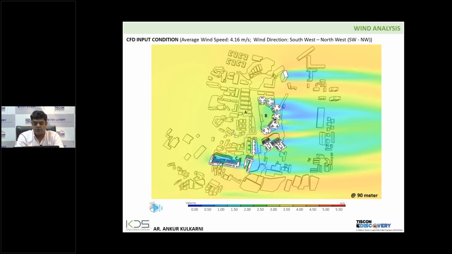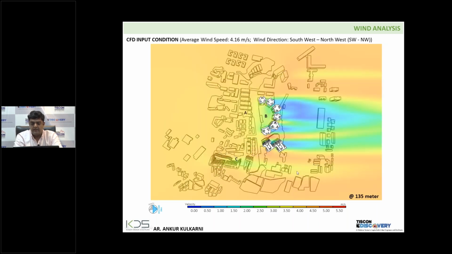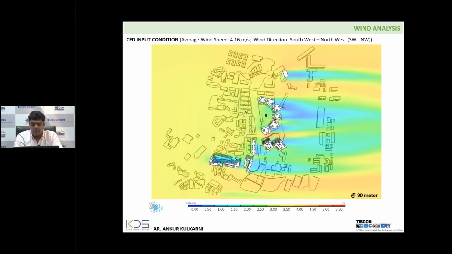So what we are trying to show here is at 90 meters, by considering this surrounding and Mumbai climate. Yeah, so at 90 meters, this yellow color depicts somewhere close to 3.5 to 4 meter per second. The wind is blowing from this side. Because of this development, it is getting a little blocked. And if you see here, the color is, I would say, blue or green, which is around 1.5 to 2 meters per second.